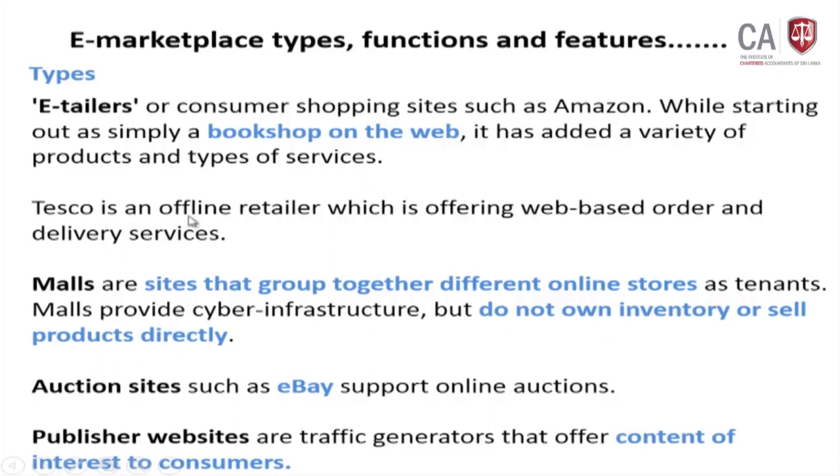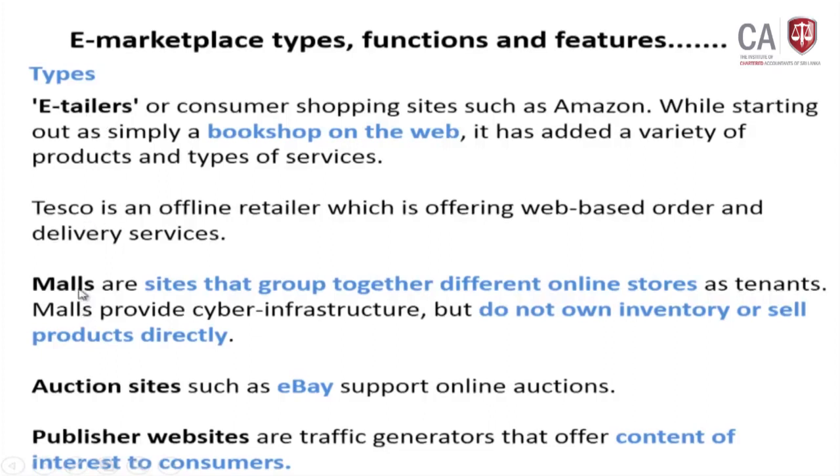Tesco is an offline retailer which is offering web-based order and delivery services. If you want to go to a bookshop, the retailer, what you do is go to the bookshop, select the book and purchase it. That is the retailer. Then what is an e-tailer? The same thing you can do using the web. On the website, it's a retail bookshop. So you go inside, select the book and purchase, and it will come to you. So I think you can understand this now.